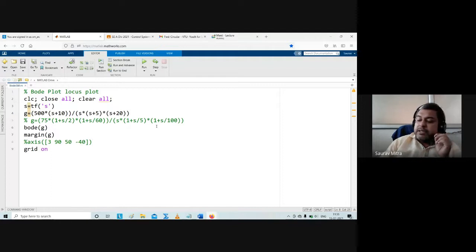And what are the break points? So the break point is from 0.1 to 5. It will be going with a slope of minus 20 dB per decade. So this is the first range. Second is 5 to 10.